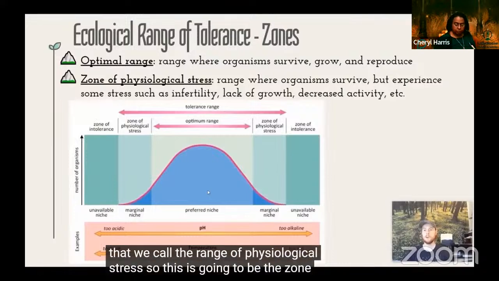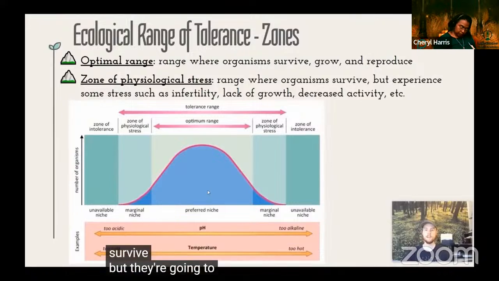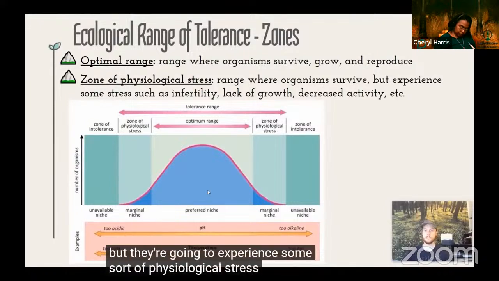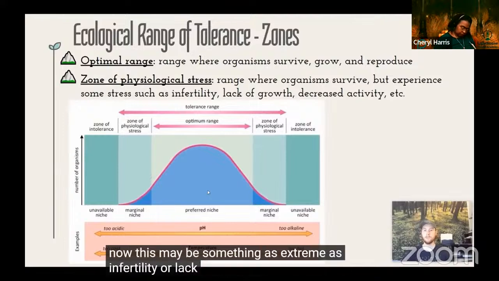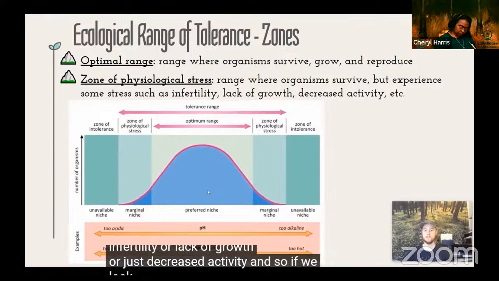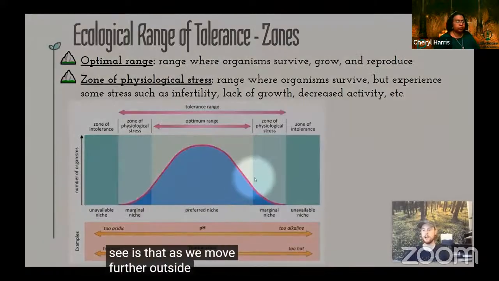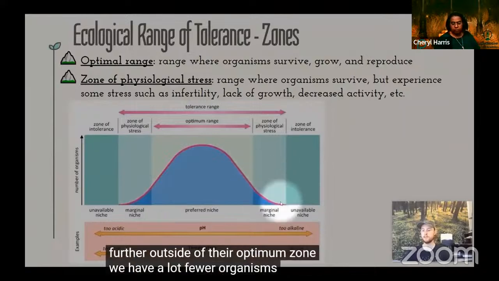So this is going to be the zone or the range where the organism can survive, but they're going to experience some sort of physiological stress. Now this may be something as extreme as infertility or lack of growth or just decreased activity. And so if we look at the graph again here, what we'll see is that as we move further outside of their optimum zone, we have a lot fewer organisms.